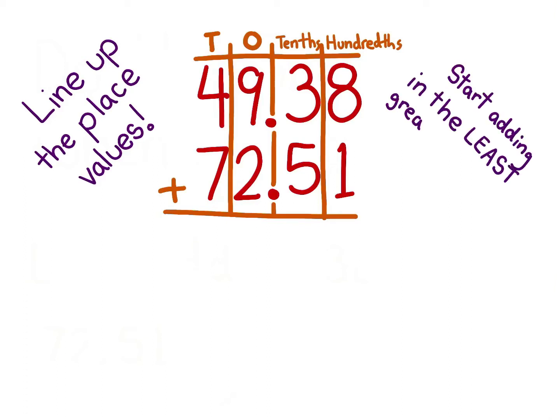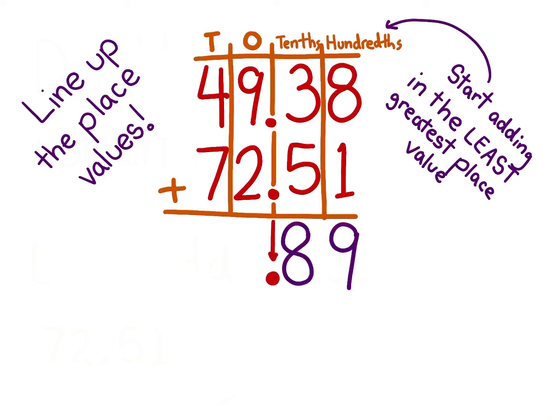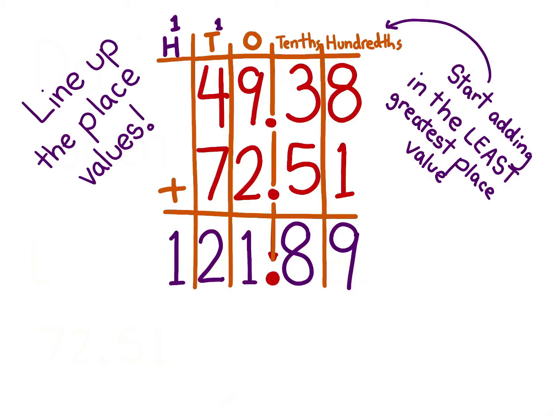To add, we start with the least greatest place value. In this case, the hundredths. 8 plus 1 is 9, therefore we have 9 hundredths. 3 plus 5 is 8, therefore we have 8 tenths. As we move to the left, we need to remember to bring our decimal point down. 9 plus 2 is 11, therefore we have 1, and regroup our extra 10. 7 plus 4 plus 1 is 12. We put 2 in our tens place and regroup our extra 100. Therefore, we have 100.